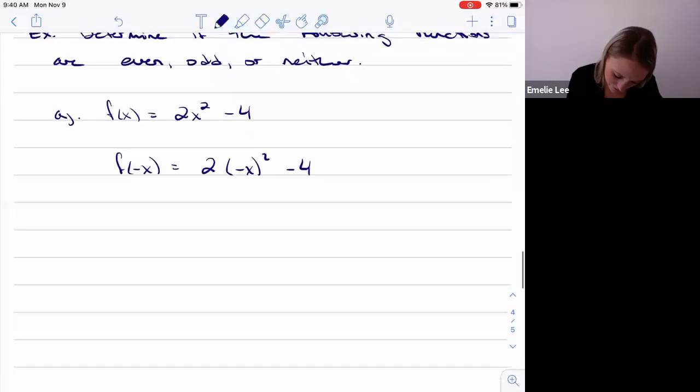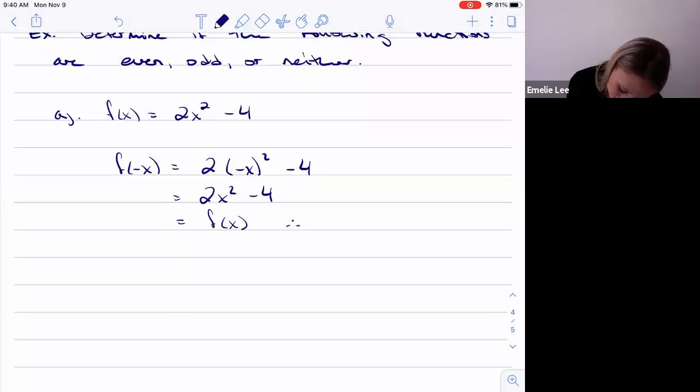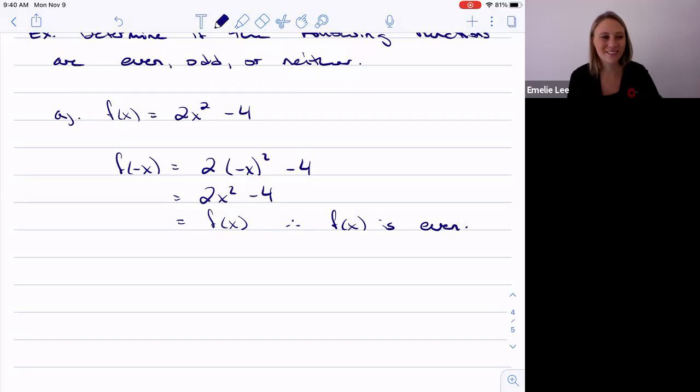And so this I can rewrite as 2x squared minus 4, which is my original function, which is f of x. Therefore, f of x is even. Why do I keep saying odd? Ugh. Okay.